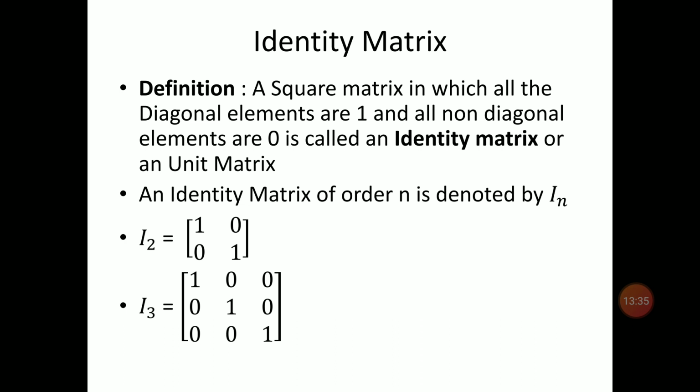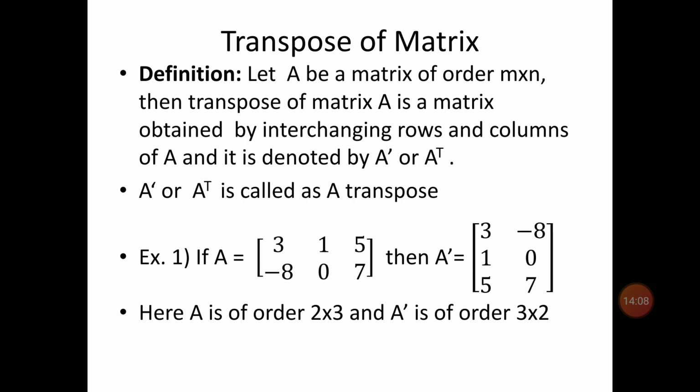Therefore, what is I2? I2 is nothing but the identity matrix of order 2, and therefore it is a matrix where the diagonal elements are 1, 1 and non-diagonal elements are 0, 0. In the same fashion, I3 stands for an identity matrix of order 3, and therefore here the diagonal elements are 1, 1, 1 and all the remaining elements, which are non-diagonal elements, are 0.